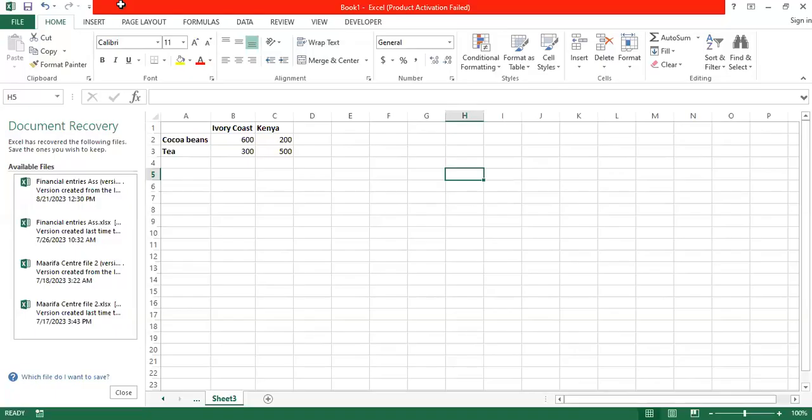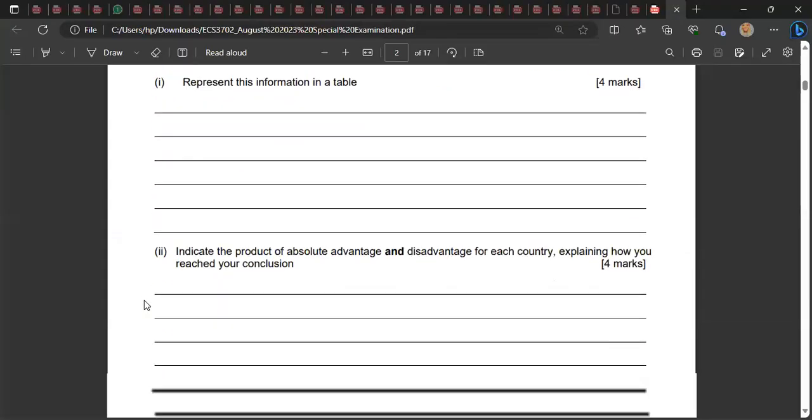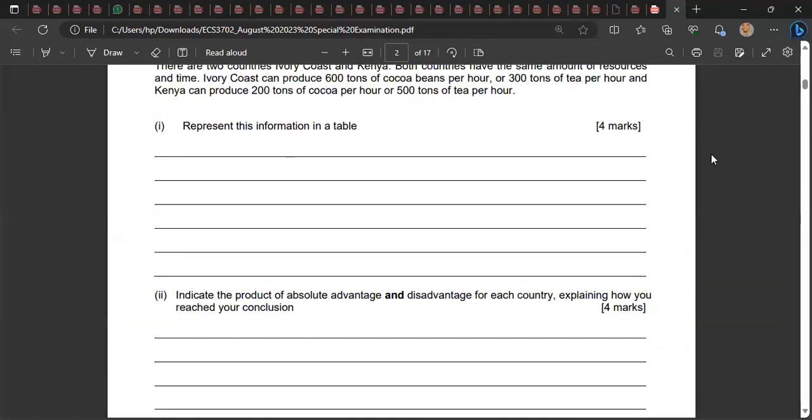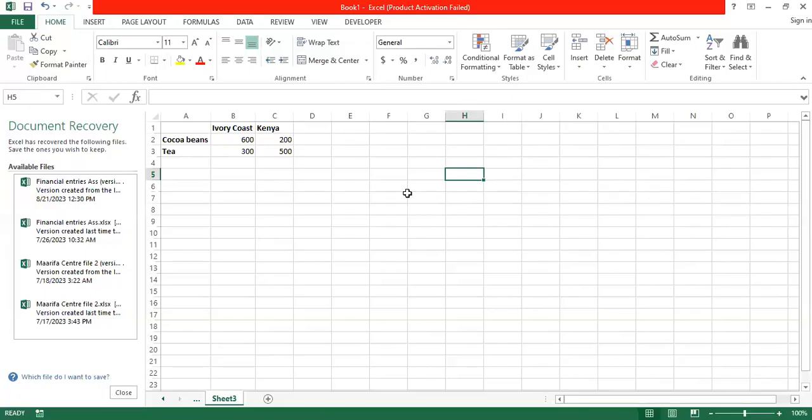Now I'm going to ask you to unmute yourselves, please, to help me answer the question. So I think we are done with this, and you can pretty much put in 4 marks there in the back. Indicate the product of absolute advantage and absolute disadvantage for each country and explain how to reach that conclusion. So which country here do you think has an absolute advantage in cocoa beans, and which country has an absolute advantage in tea, and which country has an absolute disadvantage? What do you guys think?